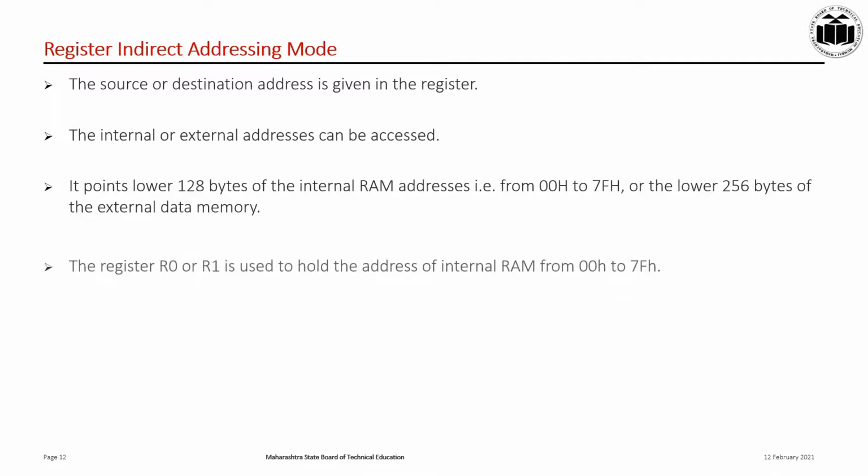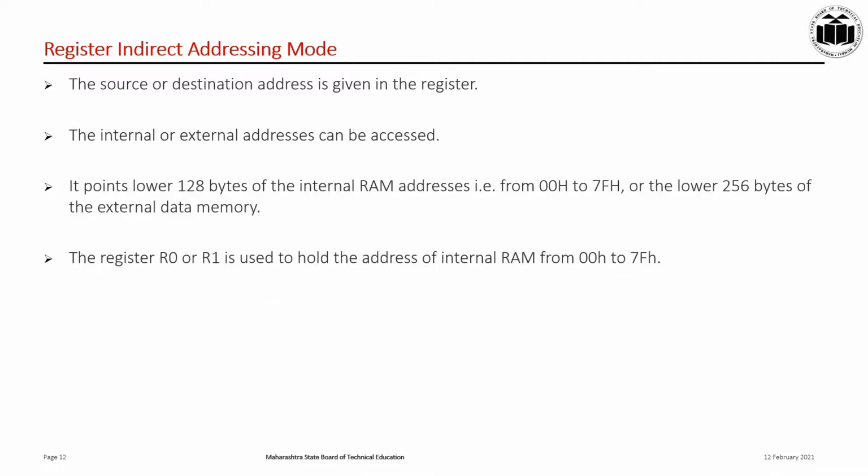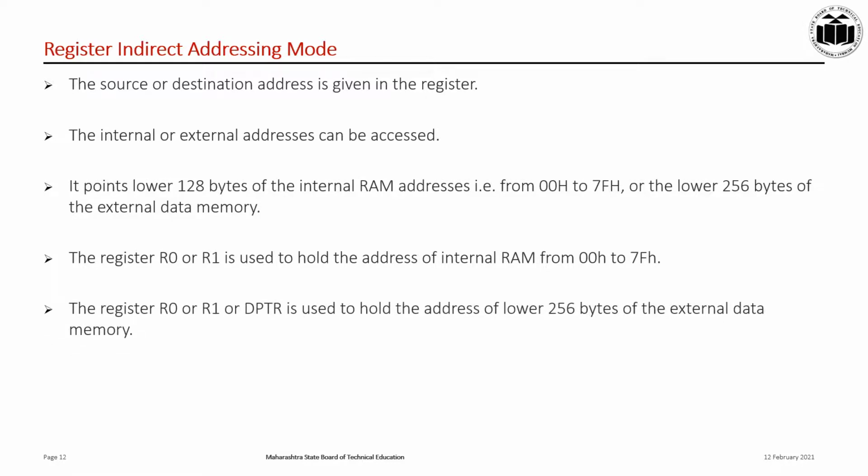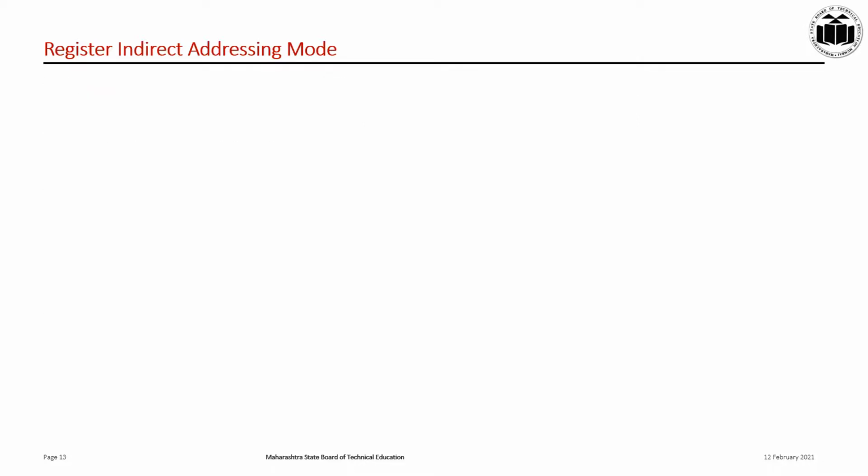The register R0 or R1 is used to hold the address of internal RAM from 00H to 7FH. The register R0 or R1 or DPTR is used to hold the address of lower 256 bytes of external data memory. Example of register indirect addressing mode.